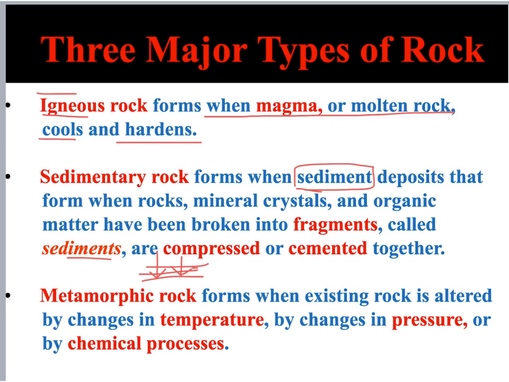Metamorphic rock forms when existing rock is altered by changes in temperature, by changes in pressure, or by chemical processes. All right. So later on in this unit, we're going to look at each of these three types of rocks and do little mini lectures and more discussions about each of them and kind of give you more details on how they form. But these are the three kinds of rocks. So all rocks on Earth fall into one of these three categories here. Okay.